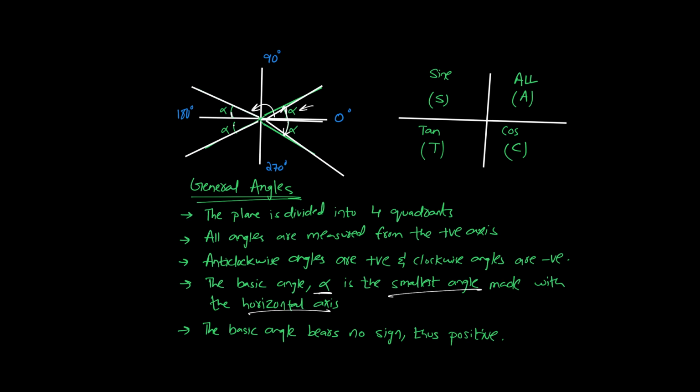The basic angle does not bear any sign, it's always positive. Just to revise, I'll explain in the next slide as well. We have three trigonometric ratios: sine theta, cos theta, and tan theta. In the first quadrant, all ratios are positive. In the second quadrant, only sine is positive. In the third quadrant, tan theta is positive, but sine theta and cos theta would be negative. And in the fourth, cos theta is positive. So you can remember it as ASTC: all, sine, tan, cos.